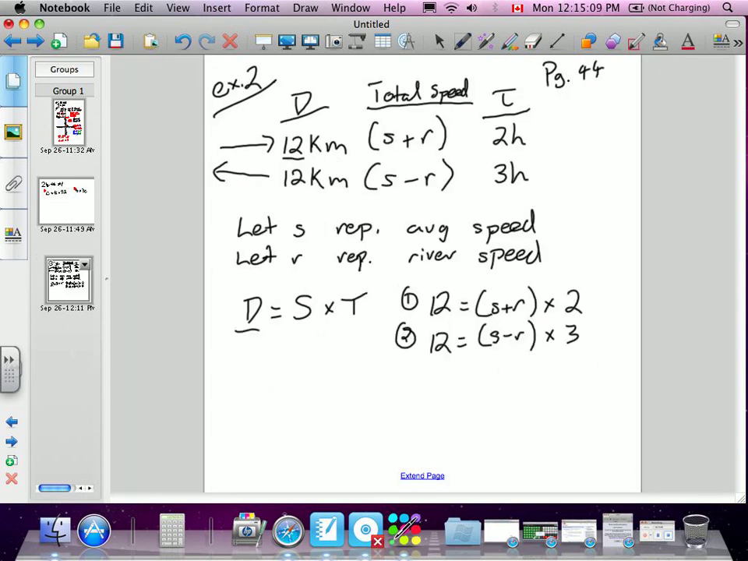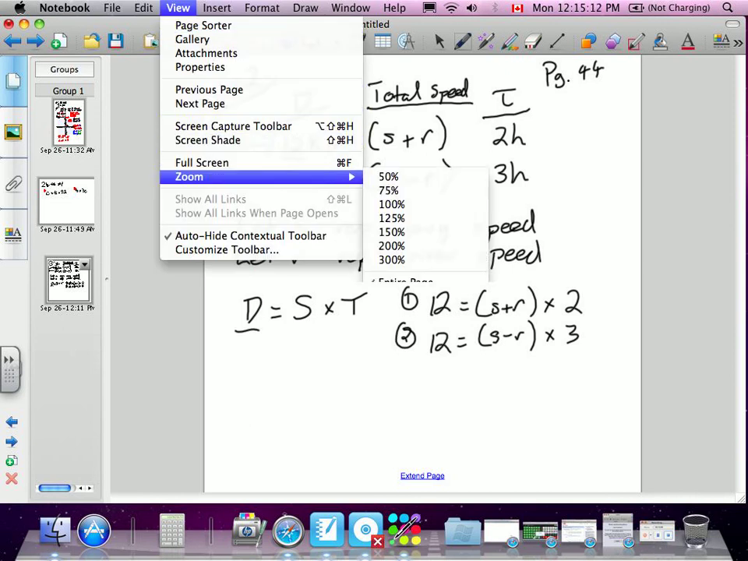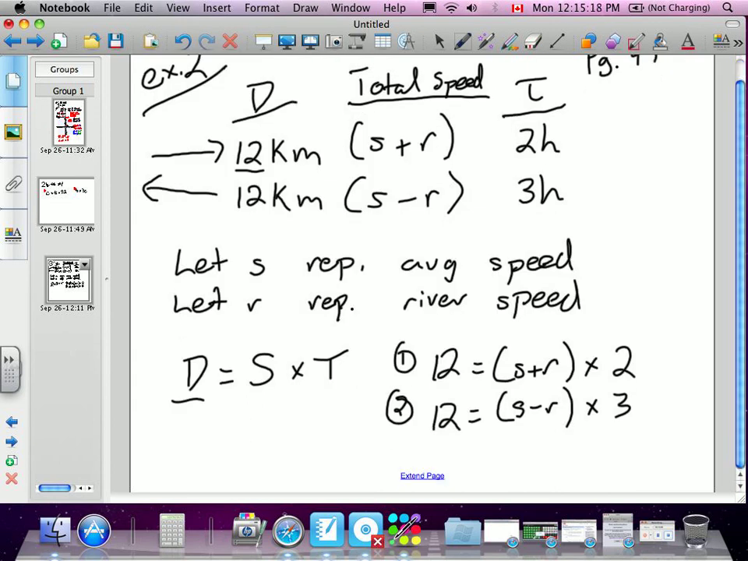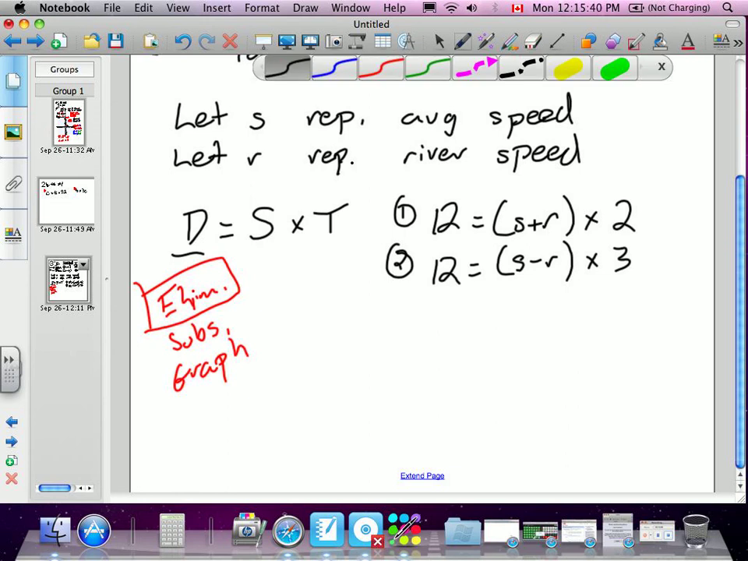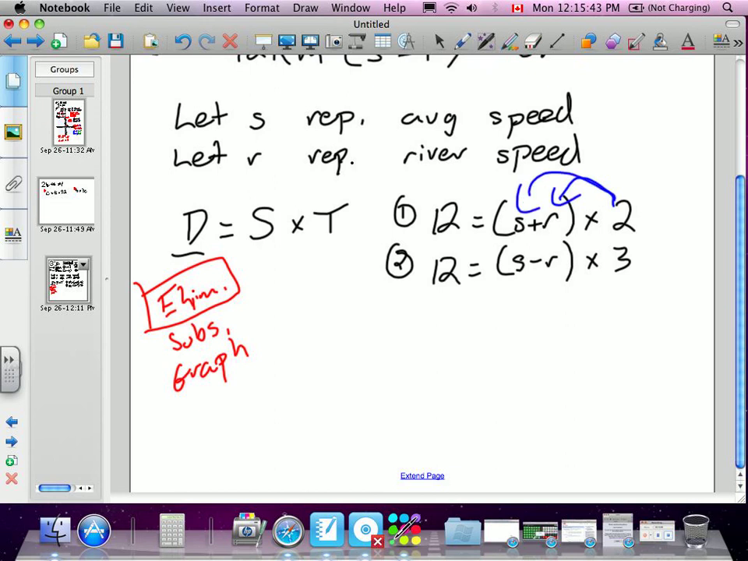So, now that we have our 2 equations, this one we'll solve by substitution, okay? Or actually, you know what? This one will be easy to do elimination with. So, out of our 3, we can eliminate, substitute, or graph. We're going to eliminate for this question, okay? So, equation 1, I need to distribute the 2 into both variables and distribute the 3 into both variables. So this question now reads, 12 is equal to 2s plus 2r, because I distributed the 2. And 12 is equal to 3s minus 3r.